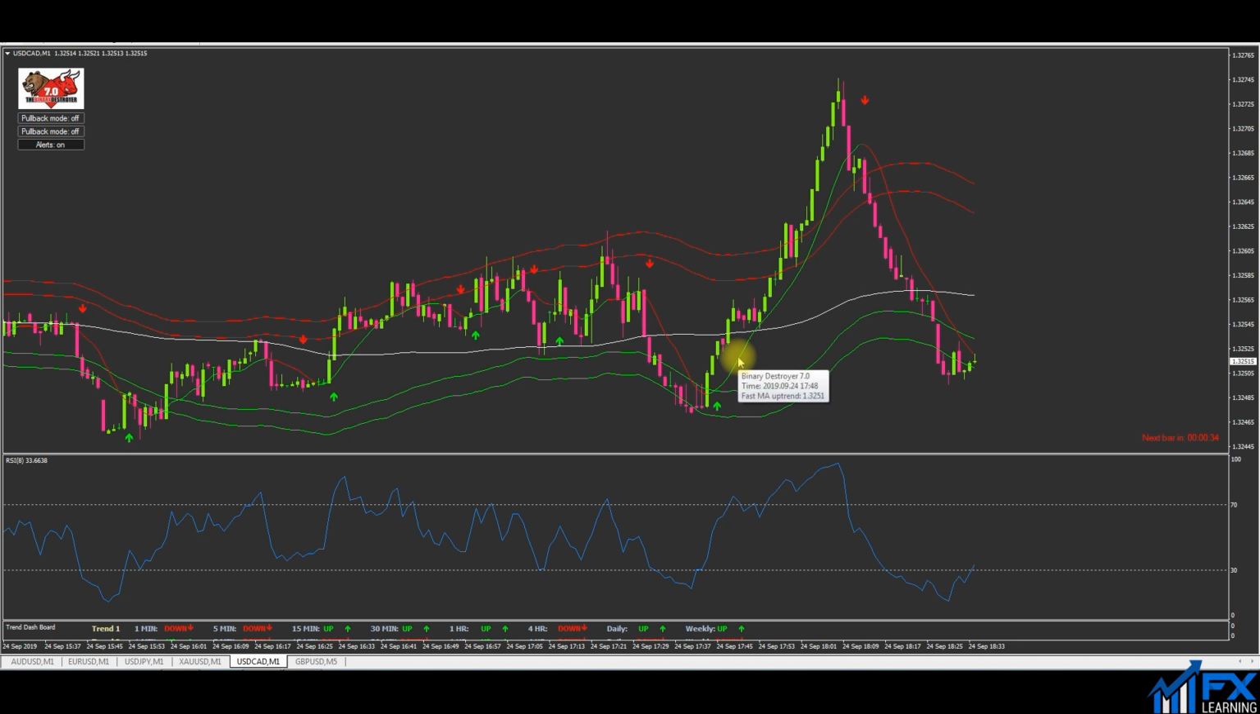As you can see, it's quite simple. When it's an uptrend, it goes green. When it starts to turn, it goes red. So we're happy with these.